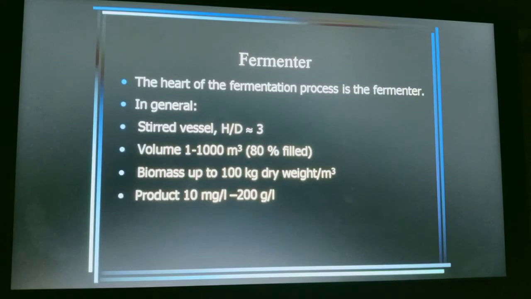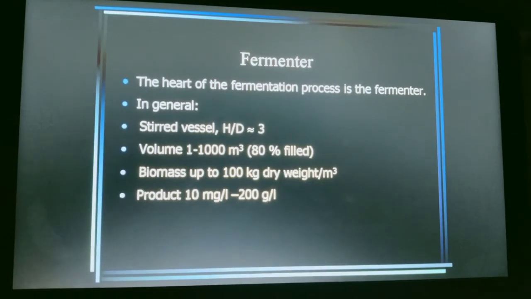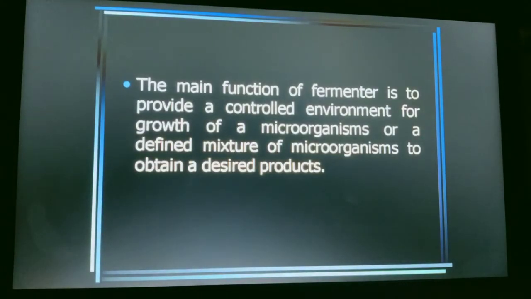So, what is a fermenter? The heart of the fermentation process is the fermenter. In general, it consists of tiered vessels with biomass up to 100 kg dry weight per meter cube. It produces product of 10 mg per liter to 200 gram per liter. It is a very important point that the main function of the fermenter is to provide a controlled environment for growth of a microorganism or a defined mixture of microorganisms to obtain the desired product.